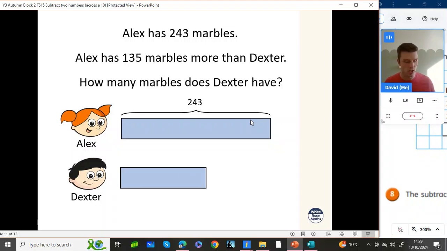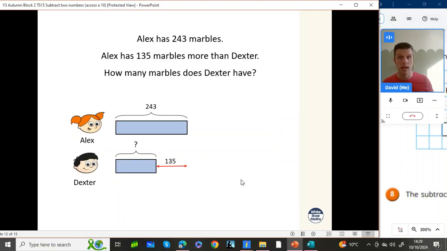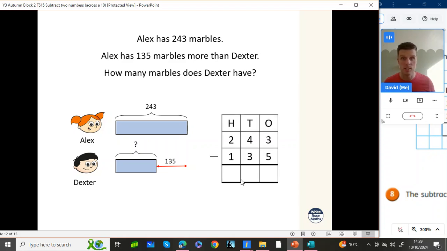This is Dexter's unknown total here, and this is how much more Alex has. So it's the gap, the difference between the two. We know there's 135. So to work out how many marbles Dexter has, we're going to do 243 minus 135. Okay, so you can pause the video here to have a go yourself. And when you're ready, unpause it and we'll go through the answer.